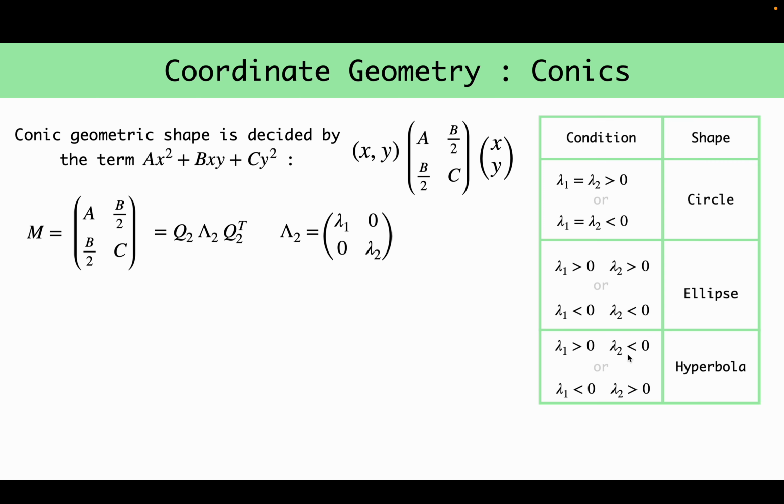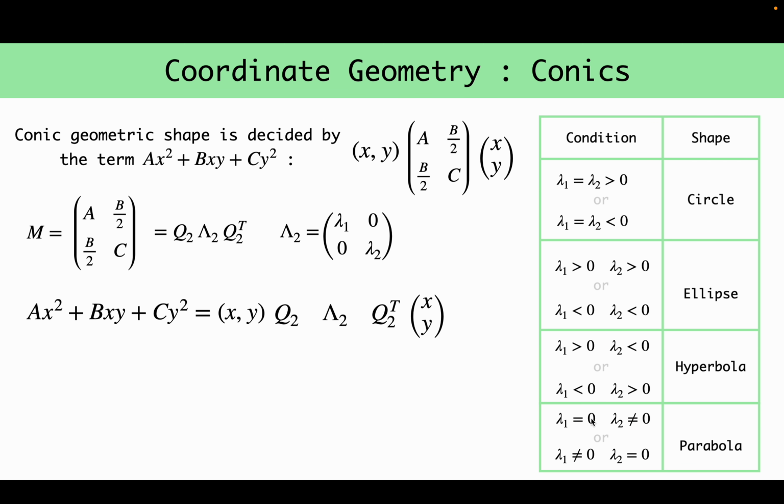If they have opposite signs, we get a hyperbola. And if one of the lambda values is equal to 0, then we get a parabola. So these are the conditions for when we will have which conic. So eigenvalues are going to determine what form of conic we are going to get.